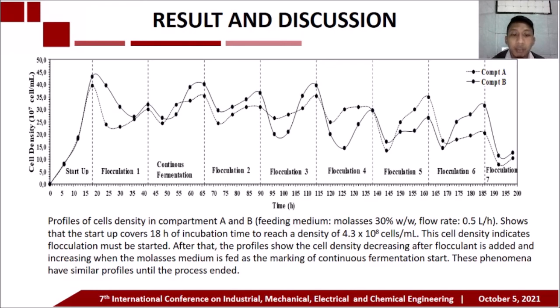After that, the profile shows the cell density decreasing after flocculant is added and increasing when the molasses medium is fed, marking the start of continuous fermentation. These phenomena have a similar profile until the process ends.